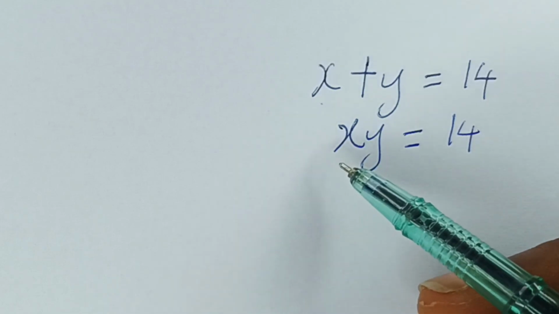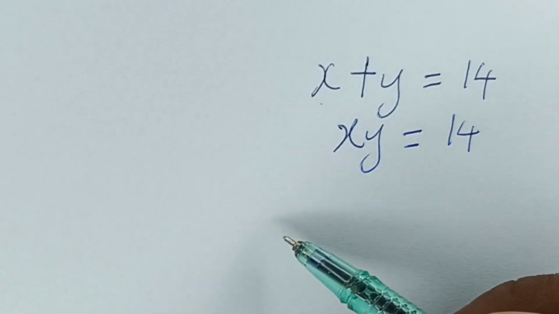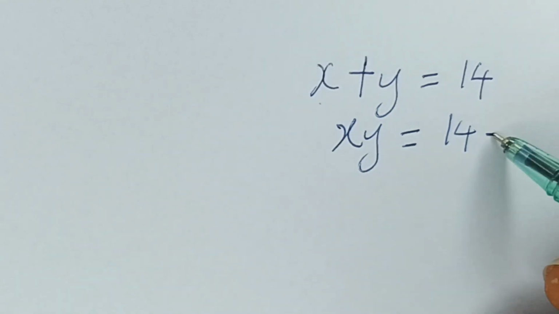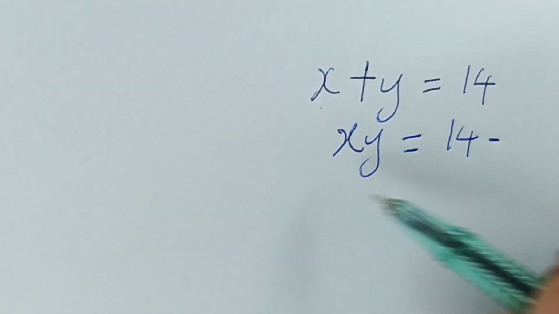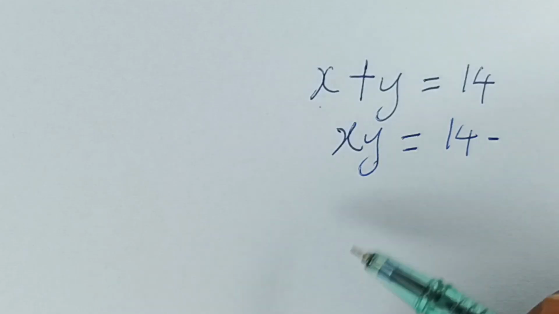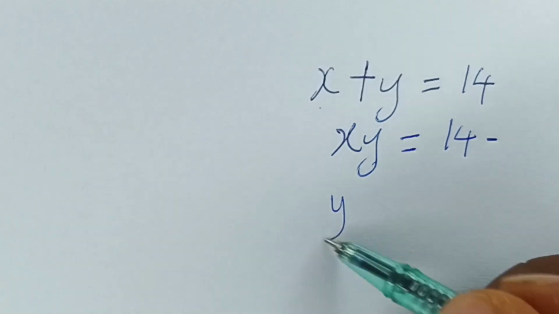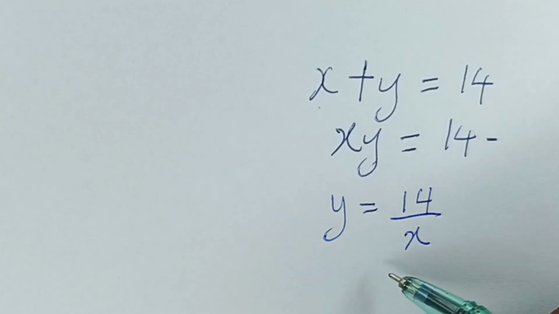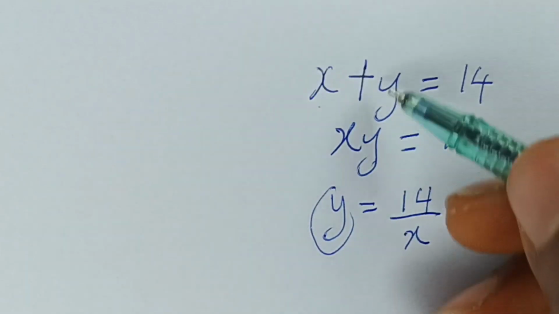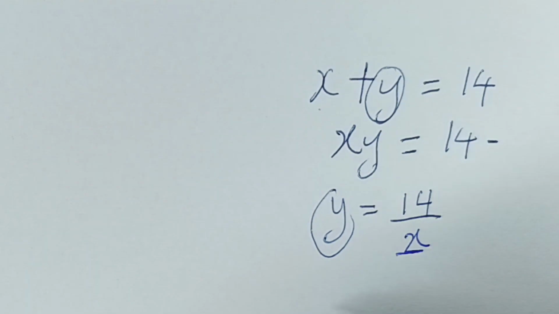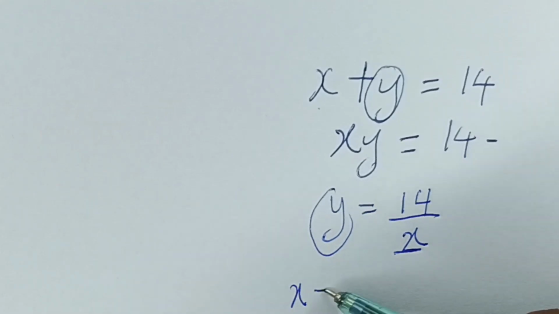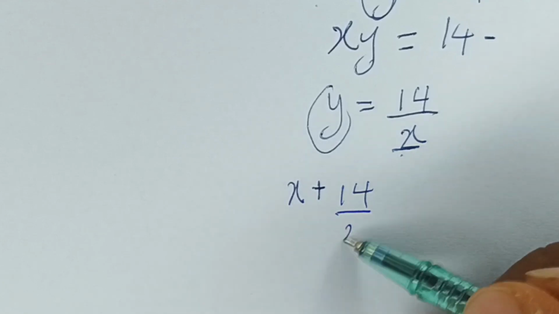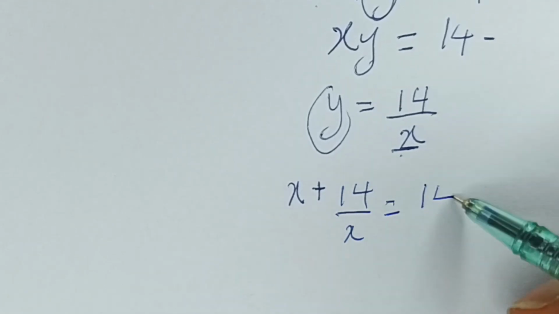x plus y is equal to 14 and xy is equal to 14. How do we solve this? First thing we do in this equation is to make x or y the subject of formula. Since I'm going to make y the subject of formula, y is equal to 14 divided by x. Now substitute y here as 14 divided by x. So I have x plus 14 divided by x is equal to 14.